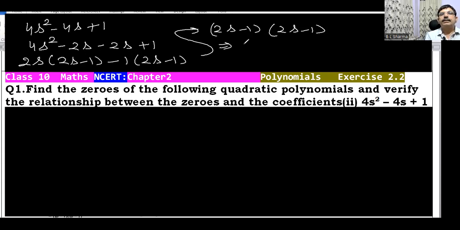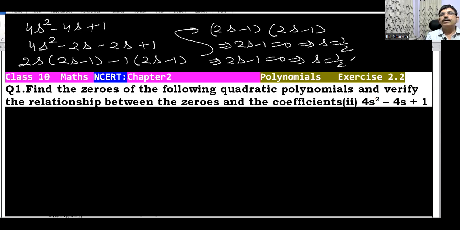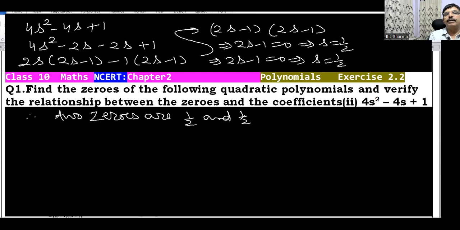Therefore, 2s minus 1 is equal to 0, so s is equal to 1 by 2. The second factor is also the same, so 2s minus 1 is equal to 0, and s is equal to 1 by 2. Therefore, we find that the two zeros are 1 by 2 and 1 by 2. Students, you must have noted that both zeros can also be the same. So the two zeros are 1 by 2 and 1 by 2.